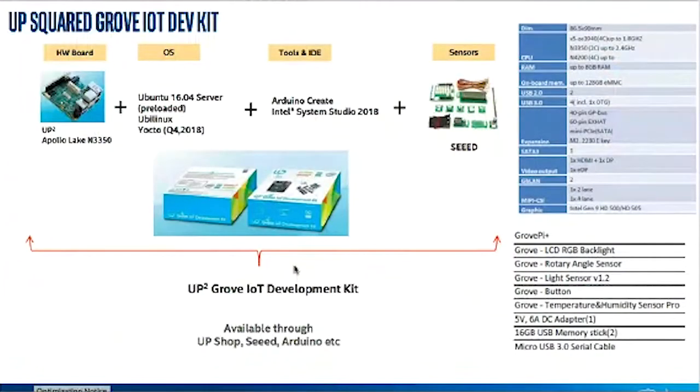You can see in this Subsquare kit, we have the hardware board, which is a Subsquare Apollo Lake based board. And then you have the OS, which is an Ubuntu 16.04 server that's preloaded. We also have an option for Ubilinux and Yocto and Wind River Linuxes as well. And then we have the tools, which we will talk about in a minute, like Arduino Create and Intel System Studio, etc. We will talk about what those tools can do for you. And a bunch of sensors so that you can start implementing some simple prototypes rather quickly. So you buy that box and you get everything you need.